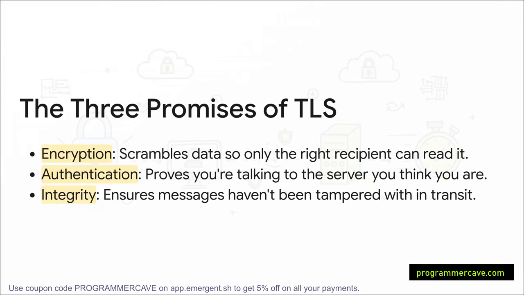Then there's authentication. This one is absolutely crucial for preventing things like phishing attacks because it proves you're actually connected to the real server, not some convincing fake. And finally, integrity. This guarantees that nobody can secretly change a message in the middle of its journey, like turning a transfer $10 request into a transfer $1,000 request. These three things working together are what create the secure foundation for the web we use today.